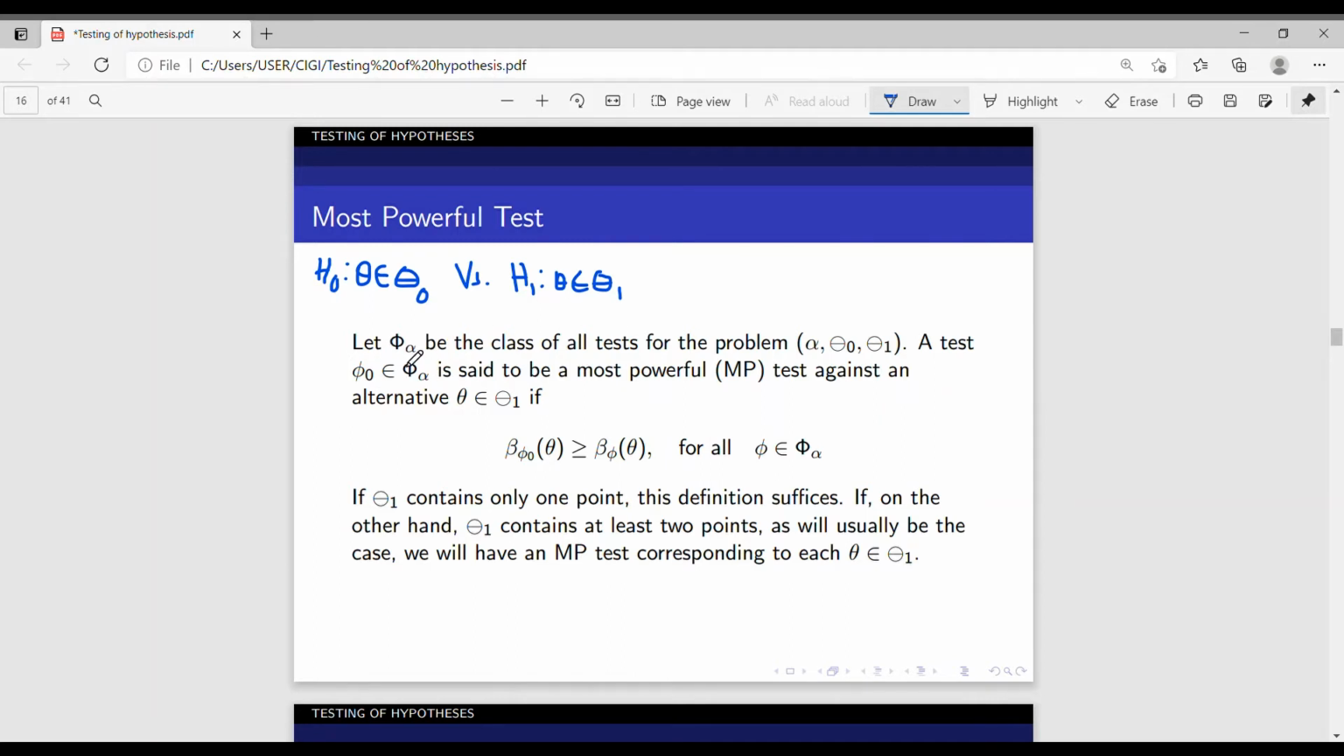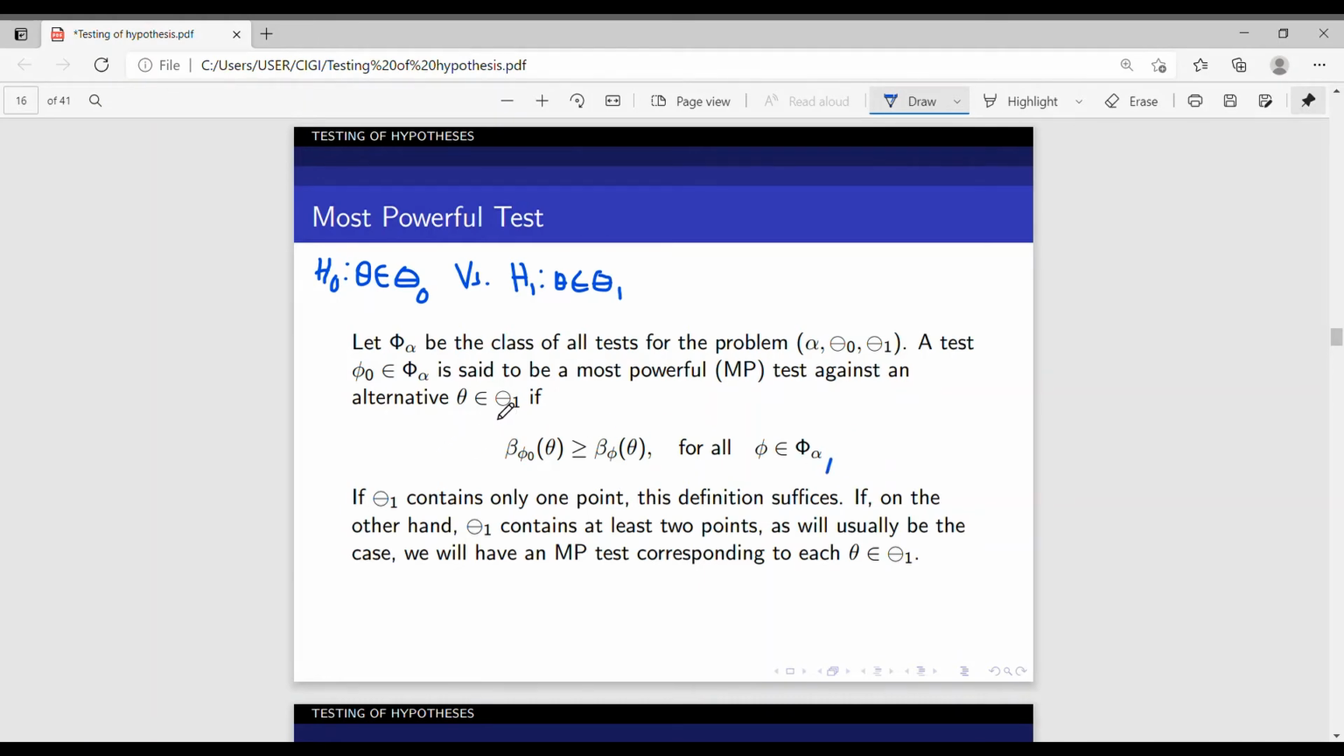So we consider this collection phi alpha, and then a test phi naught from phi alpha is said to be the most powerful test against an alternative theta belongs to theta 1 if beta phi naught of theta is greater than or equal to beta phi of theta for all phi in phi alpha. That is, we consider a test function phi naught from the collection phi alpha. So the size of phi naught will be alpha, and this phi naught is said to be the most powerful test for testing H naught against H1, that is theta belongs to theta naught against theta belongs to theta 1, if the condition is beta phi naught of theta greater than or equal to beta phi of theta for all phi in phi alpha and also for all theta belongs to theta 1.